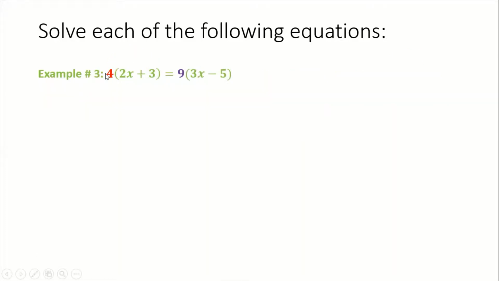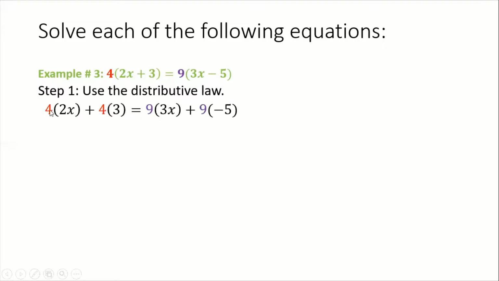Example 3. We're given 4 times 2x plus 3 equal 9 times 3x minus 5. Despite we have brackets on both sides of the equal sign, does the principle change? No, it does not. So the first thing that we're going to do, we're going to apply the distributive law, which states that you take the quantity on the outside of the bracket to multiply each term inside of the bracket.